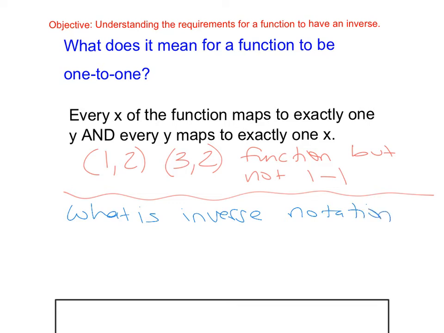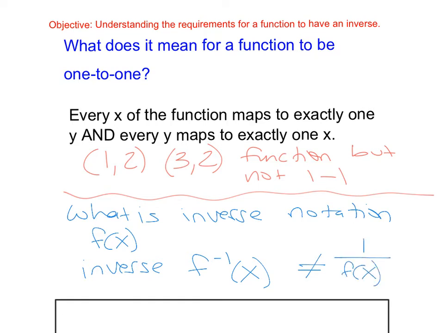So if you have a function f of x, its inverse is written f minus 1 of x. Now be careful, because that minus 1 does not mean 1 over f of x. That's different. A little minus 1 like this represents an inverse function. And it is confusing because sometimes you see the minus 1 and it means inverse. Sometimes you see the minus 1 and it means 1 over.